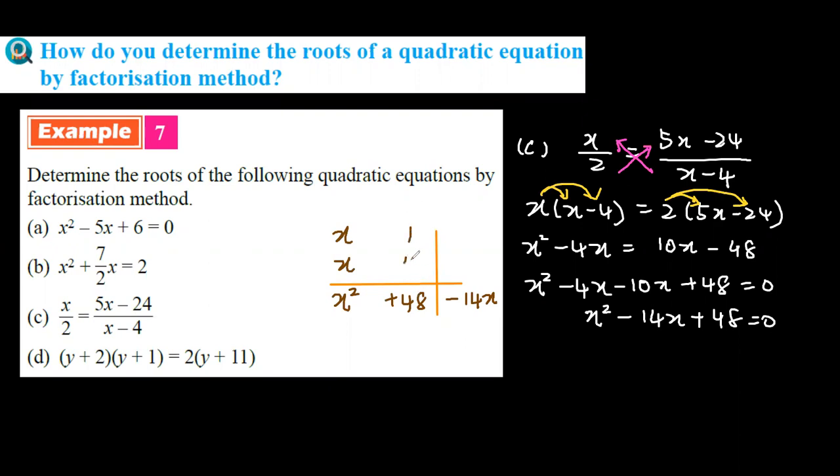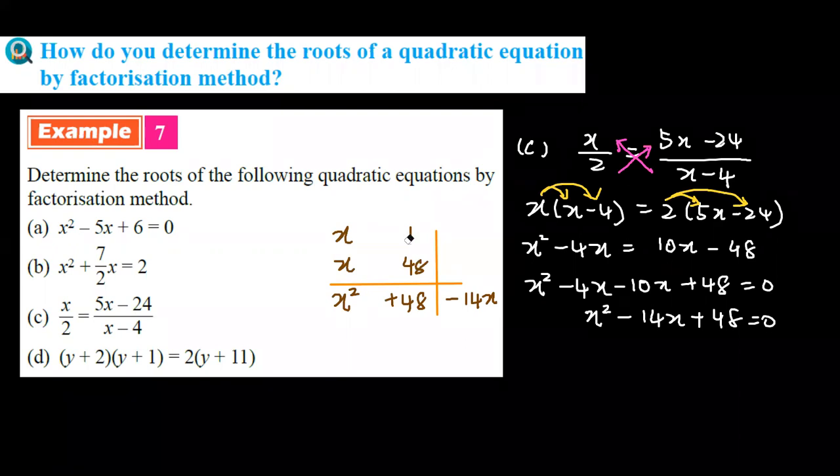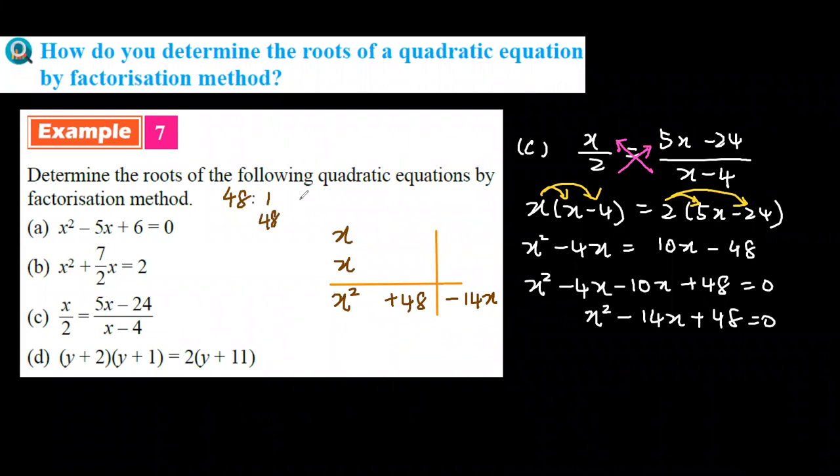It can be 1, 48. Well, let's list out all the factors for 48. You will see that 48 has many factors. It could be 1 times 48. It could be 2 times 24. It could be 3 times 16. It could be 4 times 12. What else? 6 times 8. Any else? No more, right? So you see, there are so many combinations. Then we need to choose the correct combination.